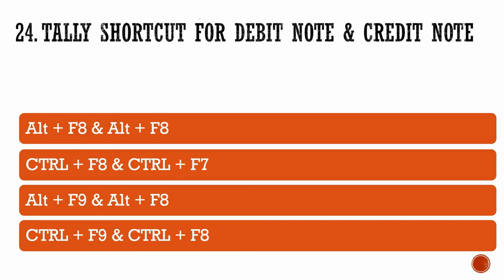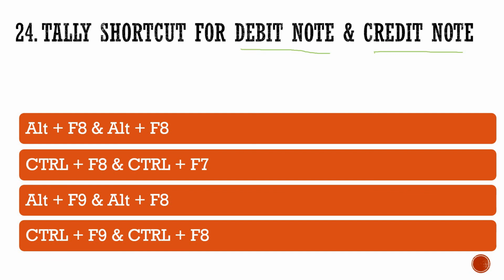My next question, Tally shortcut for debit note and credit note. Yeah, I have already explained what is debit note and what is credit note. Purchase return is known as debit note, and sales return is known as credit note. Purchase comes under debit side, so purchase return is known as debit note, just to remember. And sales comes on credit side, so sales return is known as credit note.